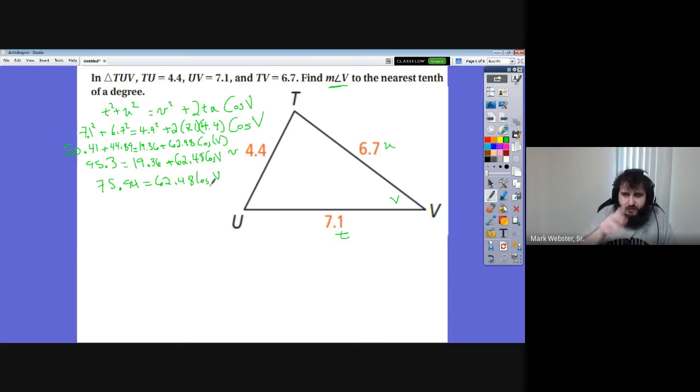So now I need to figure out where I made a mistake. Did I do this part right? 7.1 squared is in fact that. 6.7 squared is in fact that. 4.4 squared is in fact that. So all that's written down correctly.